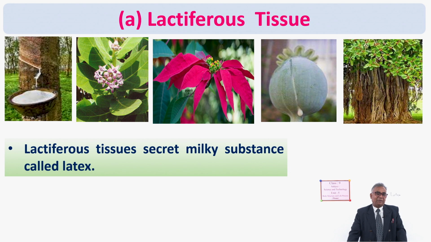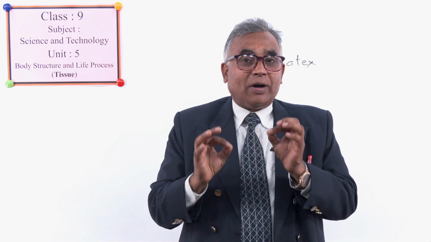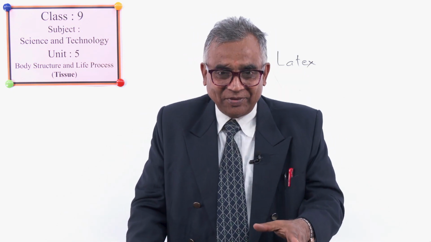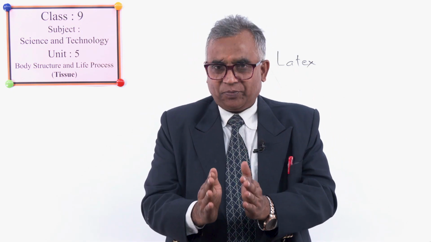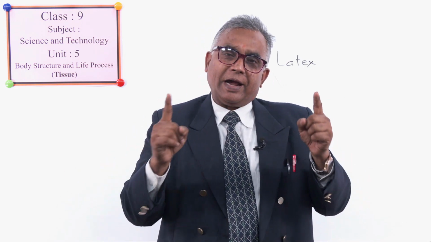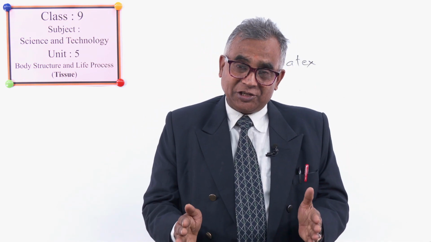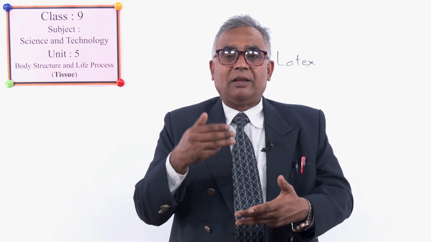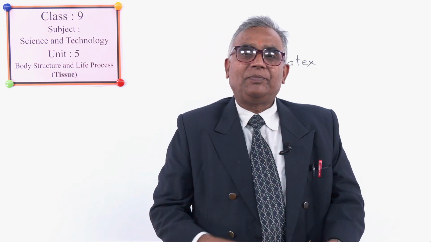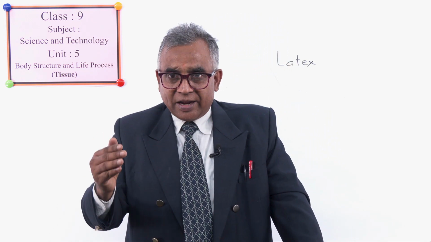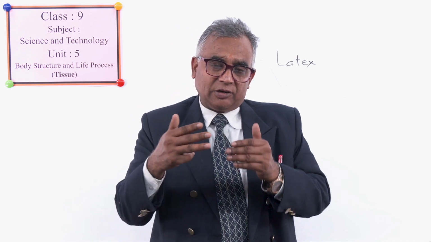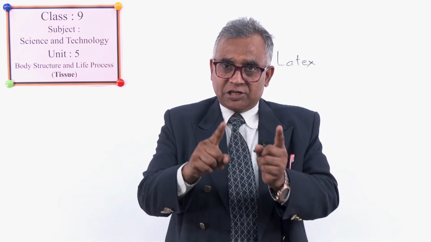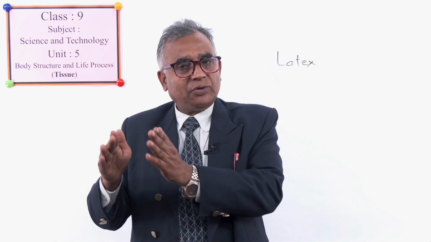So students, I think you have understood about the different types of plant tissues. I think you have a clear-cut mind map that plant tissue is divided into two: permanent tissue and meristematic tissue. Meristematic tissue is divided into three: apical, lateral, and intercalary. Permanent tissue is again divided into three: simple permanent tissue, complex permanent tissue, and special permanent tissue.